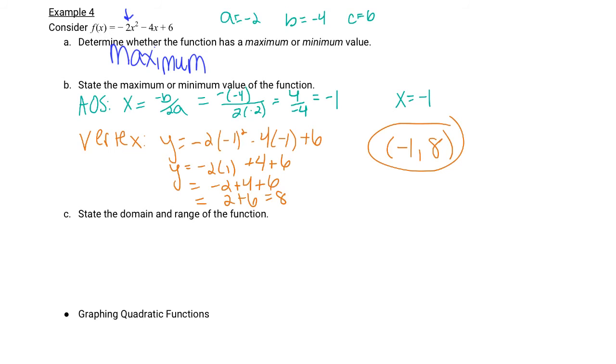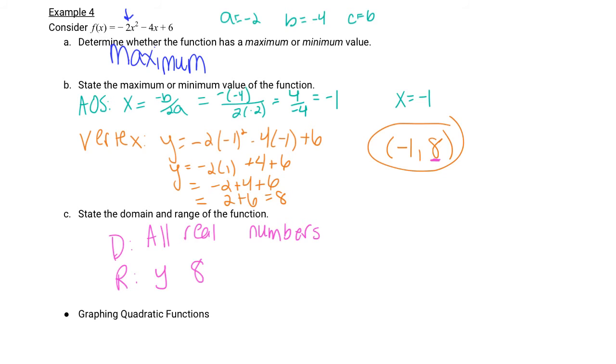Next part, state the domain and range of the function. Well, the domain is always all real numbers. For every quadratic function that you graph, the domain is always all real numbers. The range has to do with this y part of the vertex. It's going to be y, and that y part of the vertex is going to go here. I'm going to leave some space because right here we're going to put something.